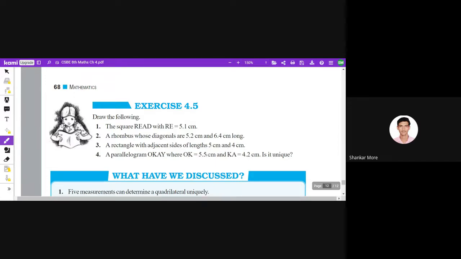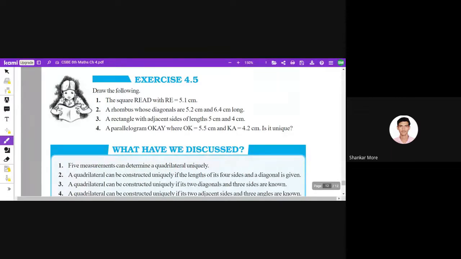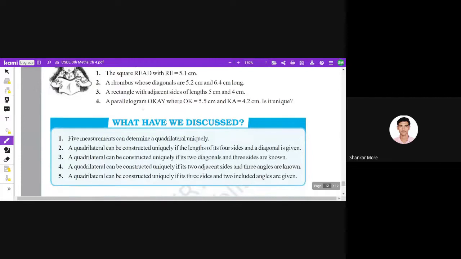A parallelogram OKAY has to be drawn, so we have OK equal to 4.5 centimeter and KA equal to 4.2 centimeter. So is it unique? Right, so this is for your homework. Just try to draw a parallelogram with these 2 measurements and figure out whether this is unique or not. Okay, so that is it about 4.5.